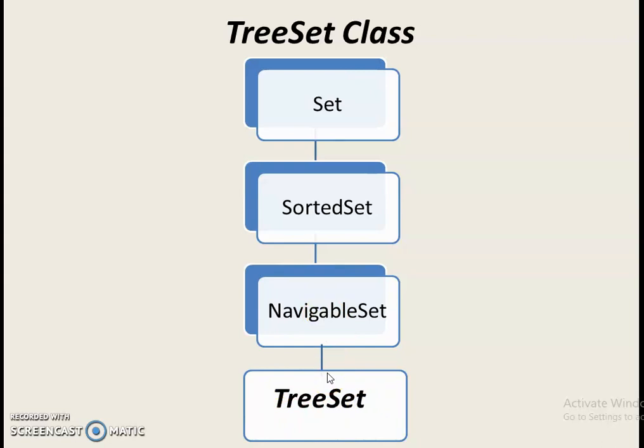As we know, when one interface extends another interface, it has all the methods of the parent interface. So in this hierarchy it is clear that SortedSet has all the methods of the Set interface, and further NavigableSet has all the methods of SortedSet. Now TreeSet implements NavigableSet, so TreeSet has all the methods of these interfaces, right? So we can use methods of these interfaces with an object of the TreeSet class.